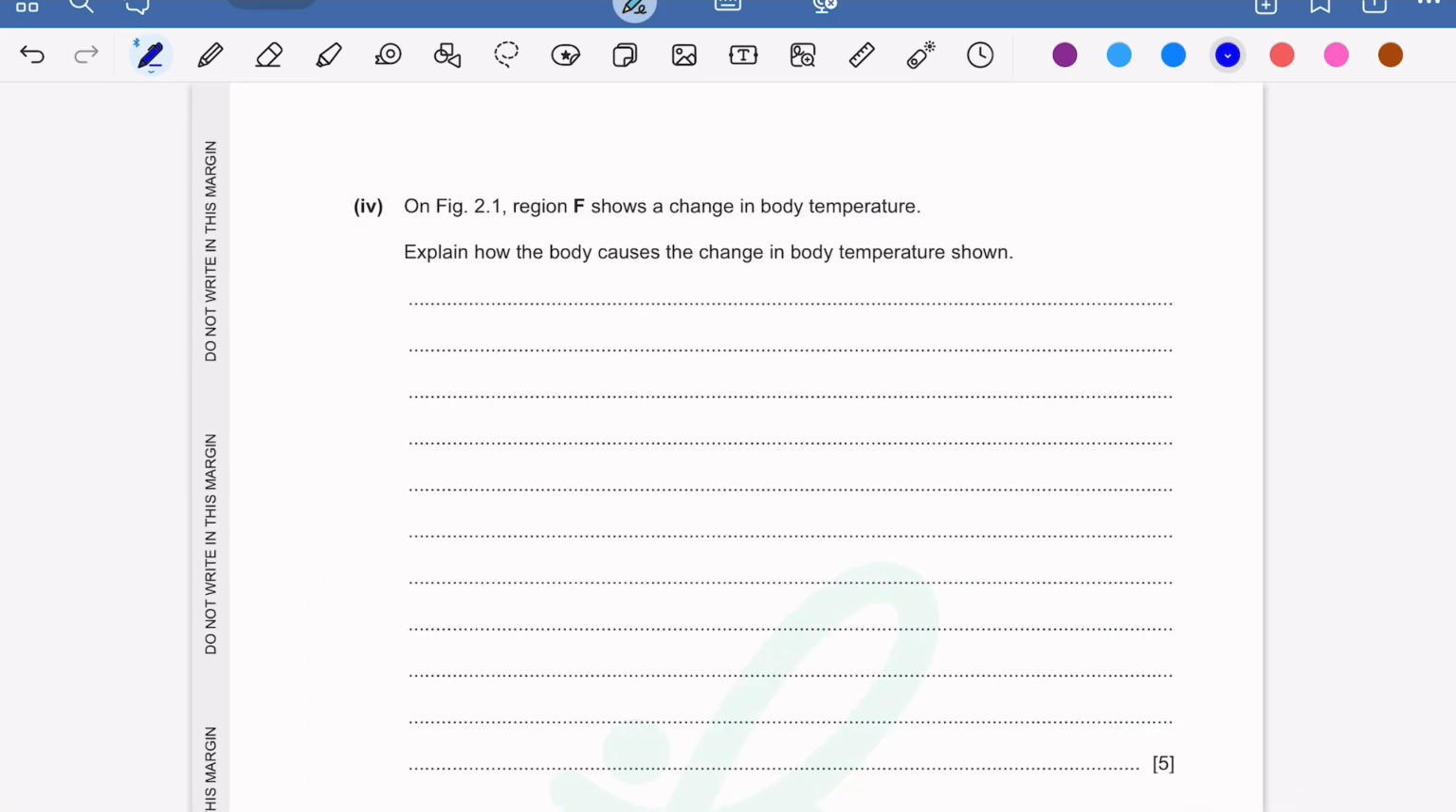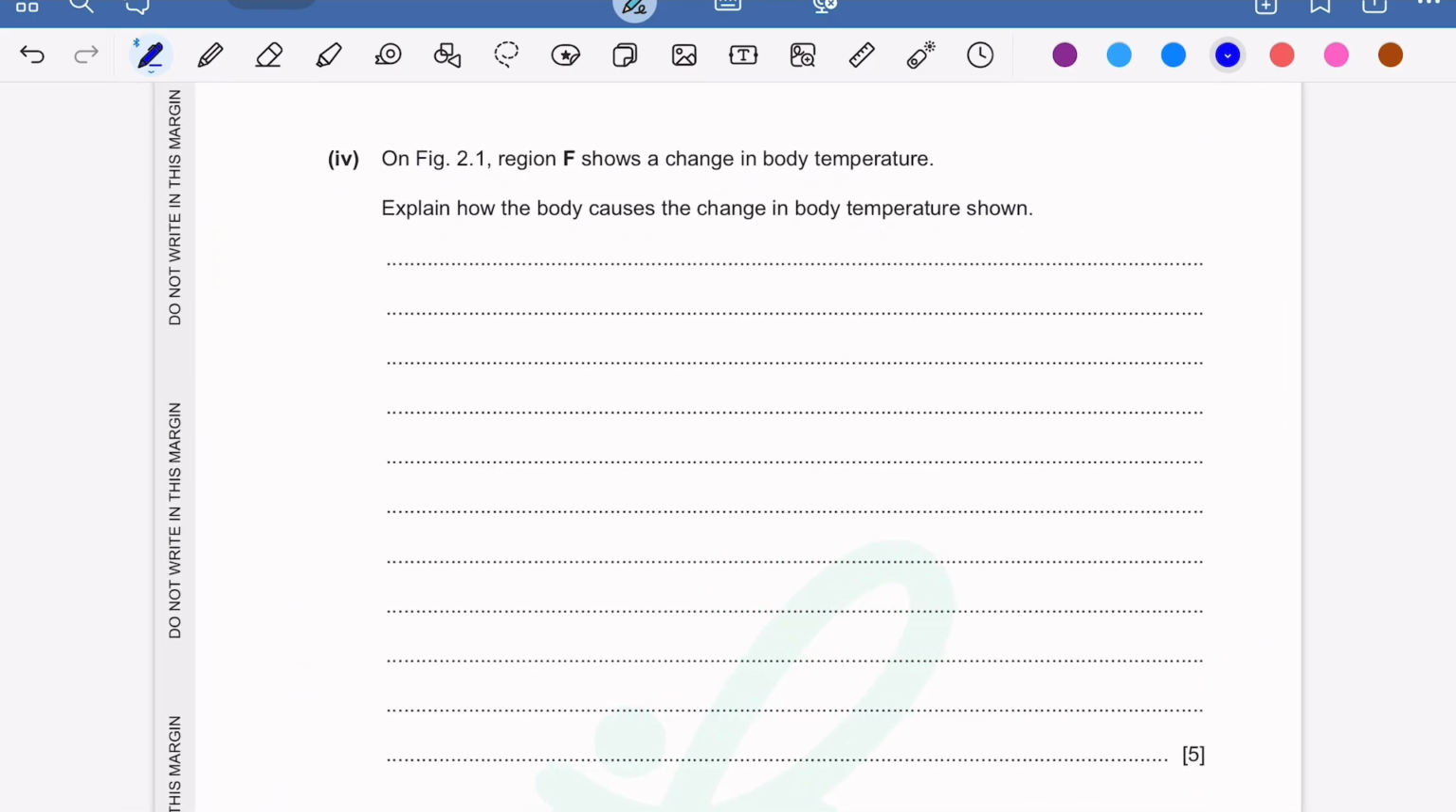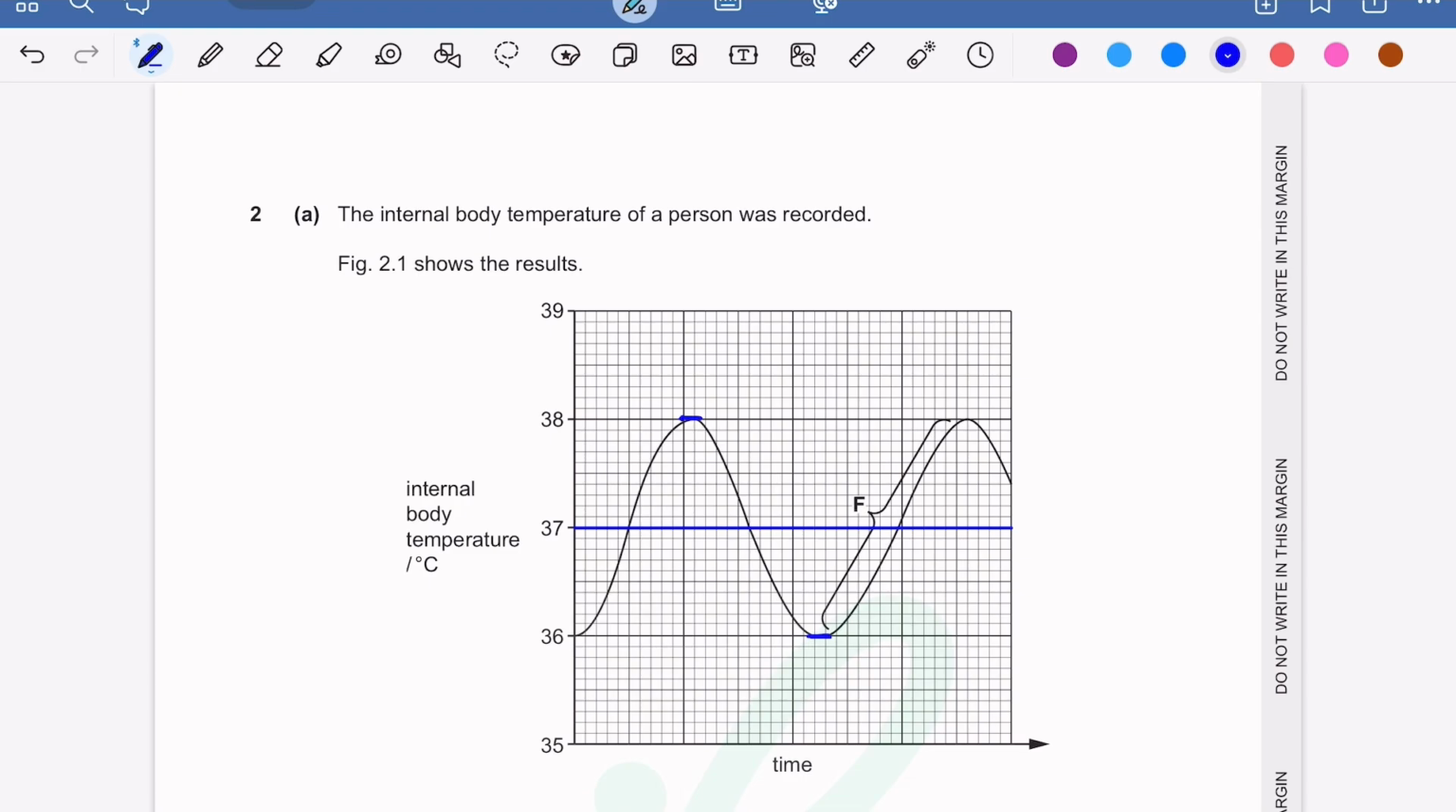Let us move on to the next question. It says on figure 2.1, region F shows a change in body temperature. Explain how the body causes the change in the body temperature shown. So let us see in the diagram. We can see that in this change the body temperature is increasing from 36 to 38. So now when the body temperature is increasing from 36 to 38, let us understand what brings about this change.